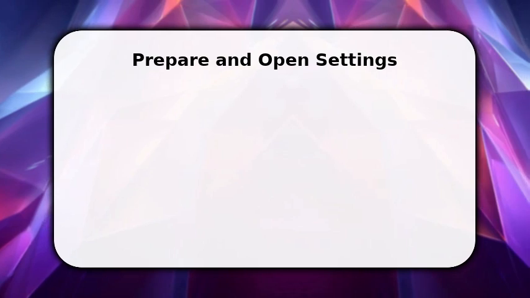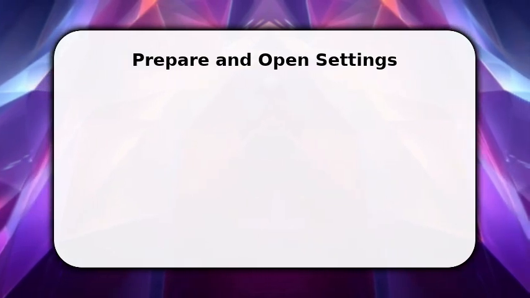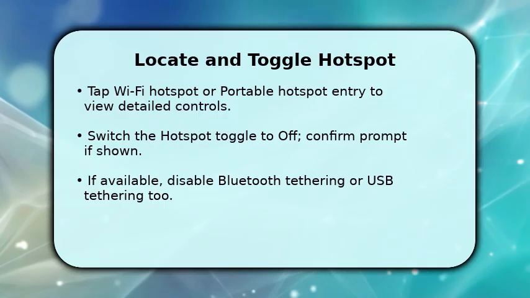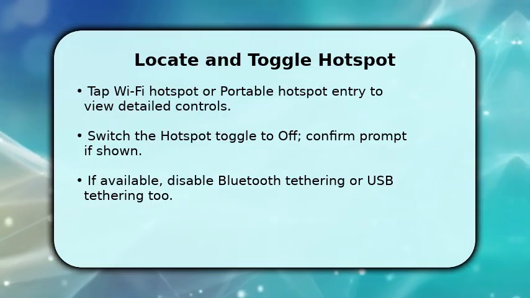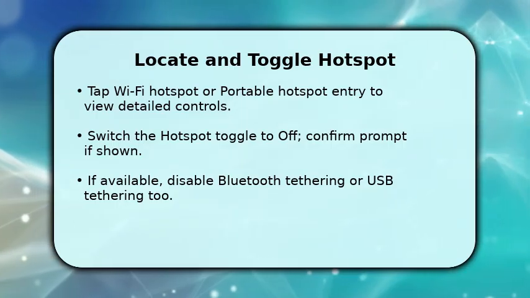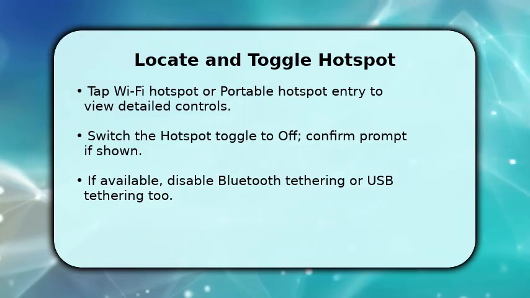You'll now tap the portable hotspot entry to expose all options. This shows the toggle, SSID, and security settings. Switch the hotspot toggle to off and watch the status change from active to inactive. This severs client connections immediately.